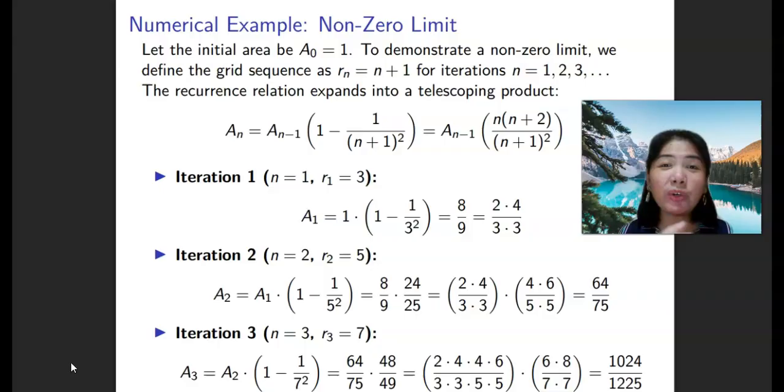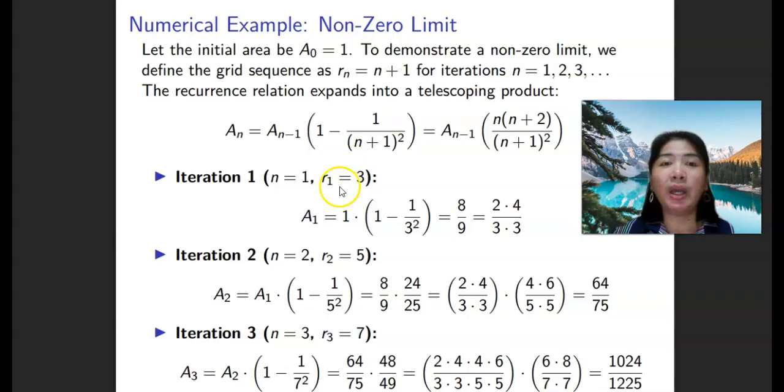Alright, now let's have a concrete experience through this numerical example so that we would know how these iterations actually behave. We'll begin with an initial area A sub 0 equal to 1. For the first iteration, n is equal to 1 and the grid is 3, so R sub 1 is equal to 3. To compute the area of this current level, we follow the formula and substitute the values.